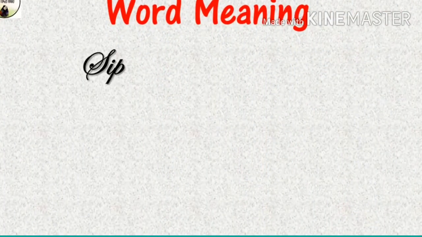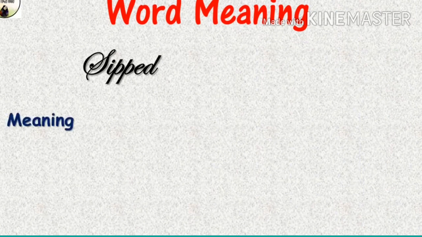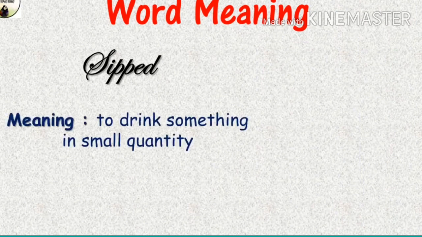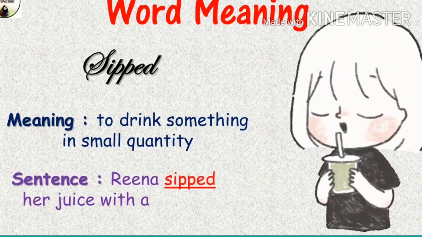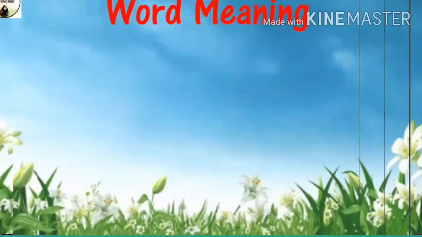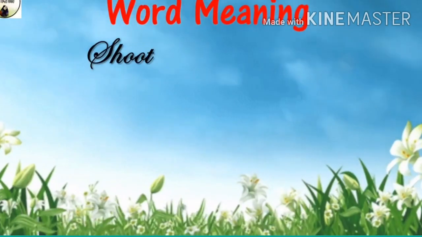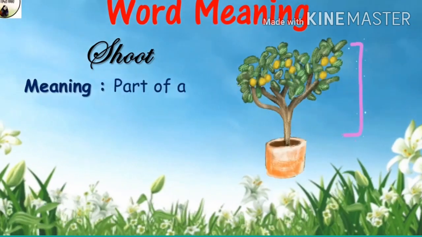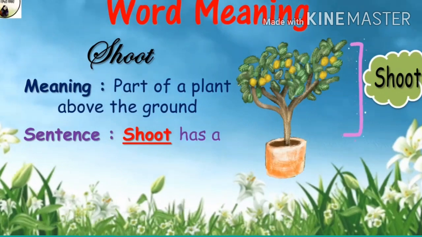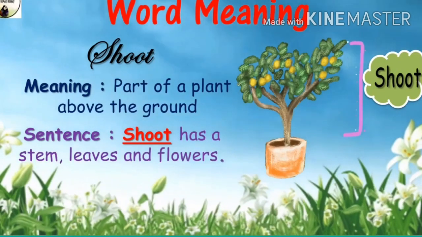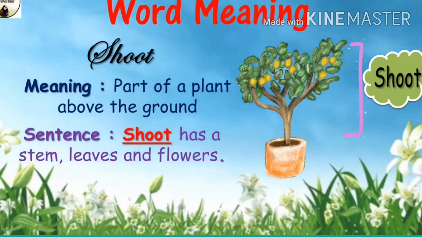Next word is sipped, meaning to drink something in small quantity. Sentence: Reena sipped her juice with a straw. And the last word is shoot. Shoot is a part of a plant above the ground. Sentence: shoot has a stem, leaves and flowers.